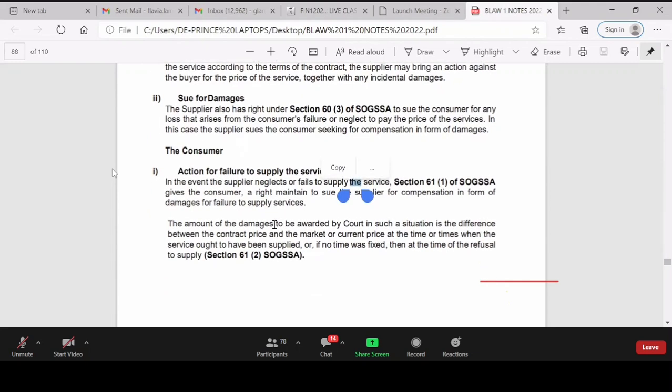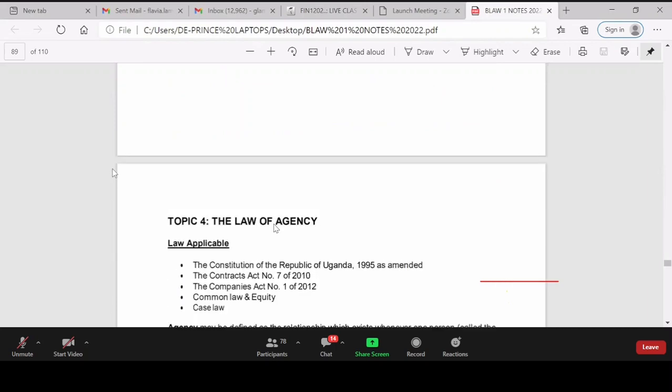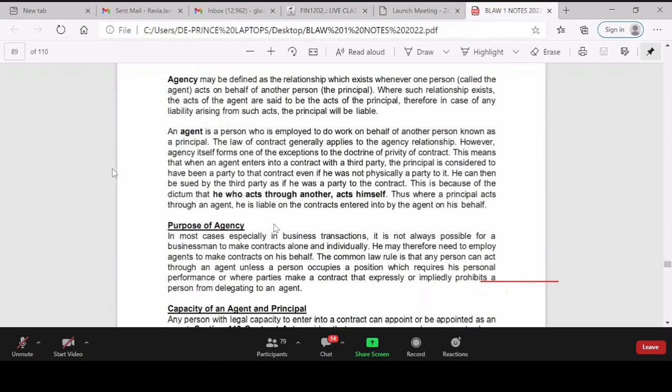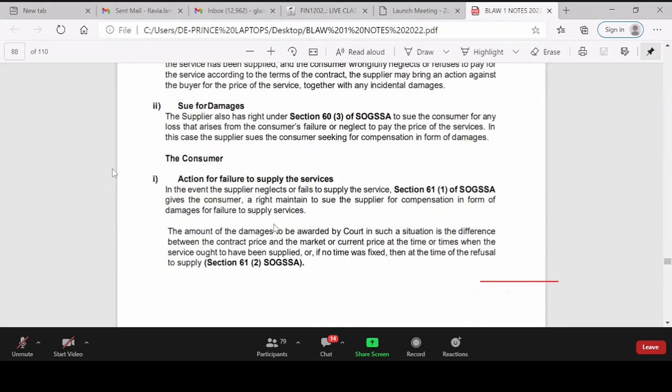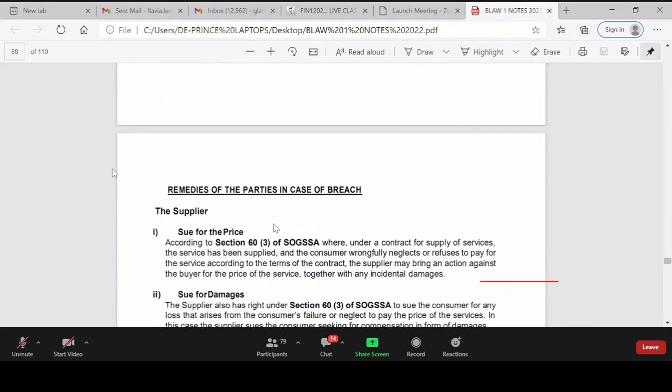Then the consumer. What are the remedies of the consumer? As a consumer, you have the right to sue for failure to supply the service. You've hired a caterer. You have agreed he should appear on this day at this time. On this day at this time, the person is nowhere to be seen. Two hours later, still nowhere to be seen. You can sue for failure to come and offer the service. So those are the remedies of the parties in the contract for supply of services.